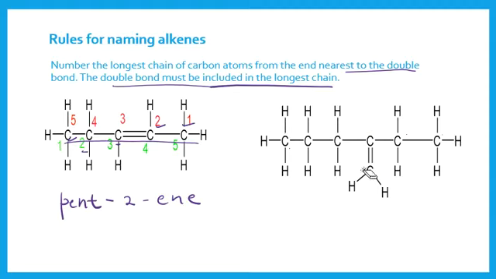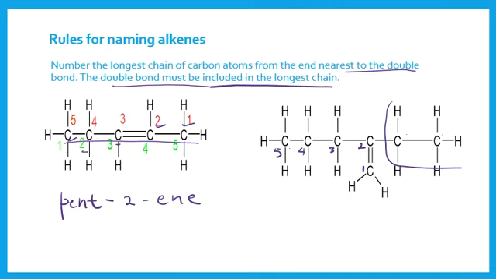Okay, so let me erase this. So we begin to number the carbon atoms, but according to the rule we must number from the end nearest to the double bond. So this is carbon number 1, this is carbon number 2, this is carbon number 3, this is carbon number 4, this is carbon number 5. And we can see that the double bond is on carbon number 1. So we can therefore say, all right, this organic molecule has a branch.